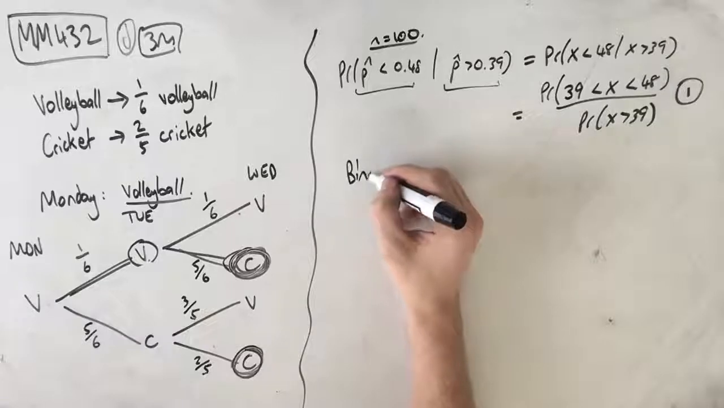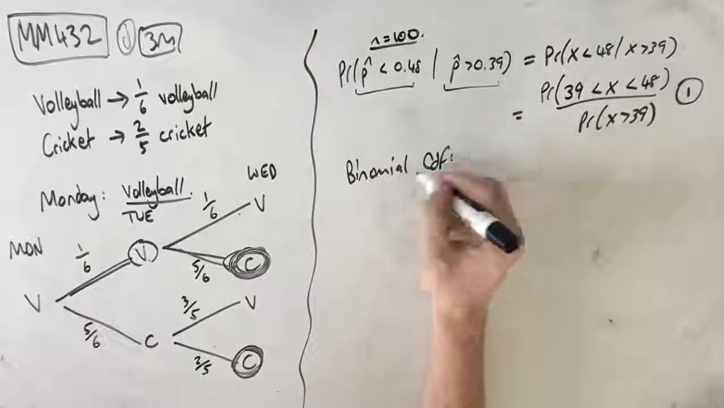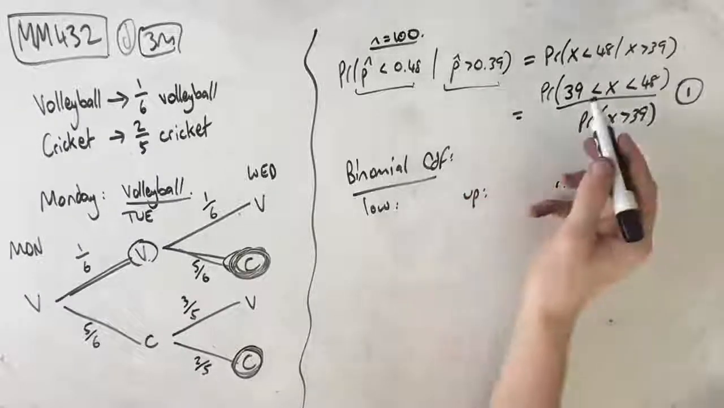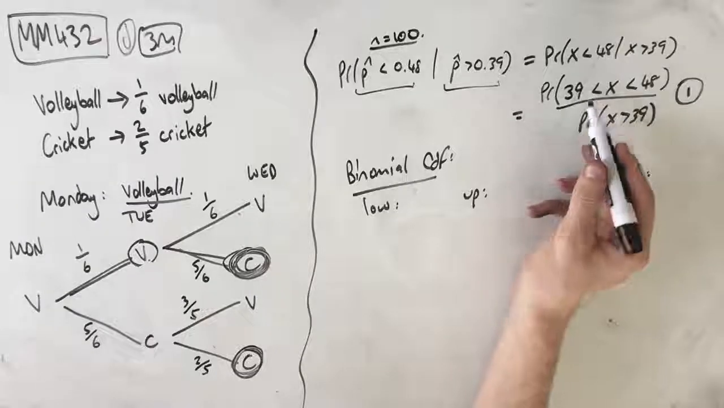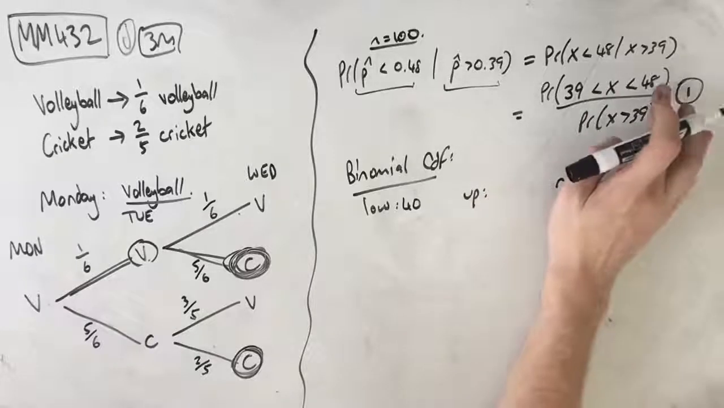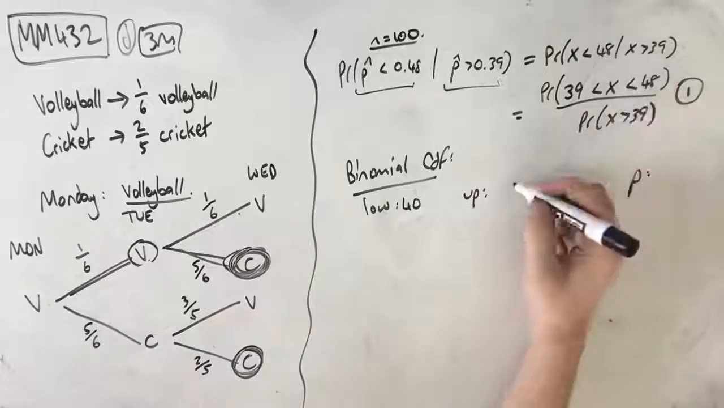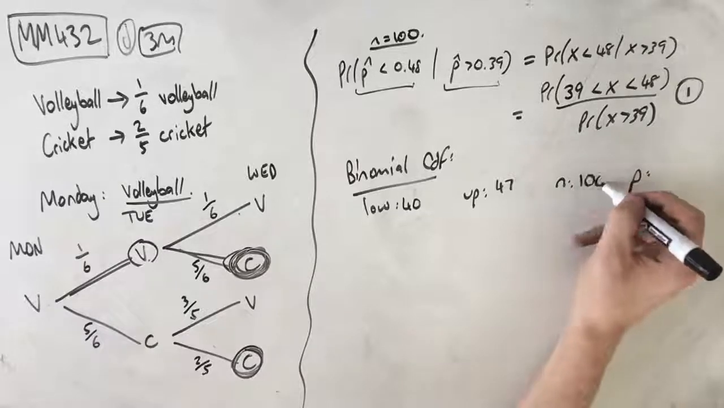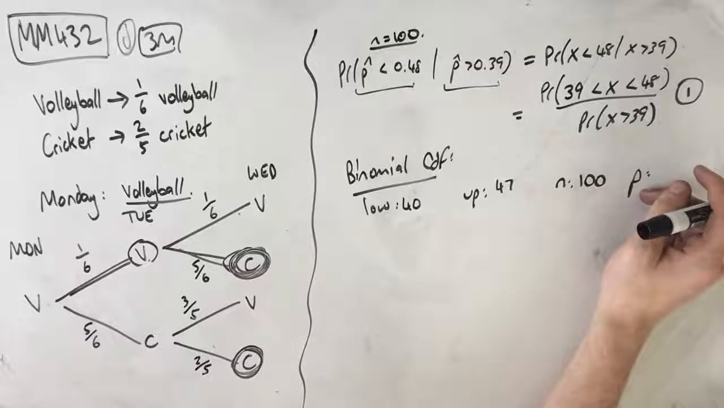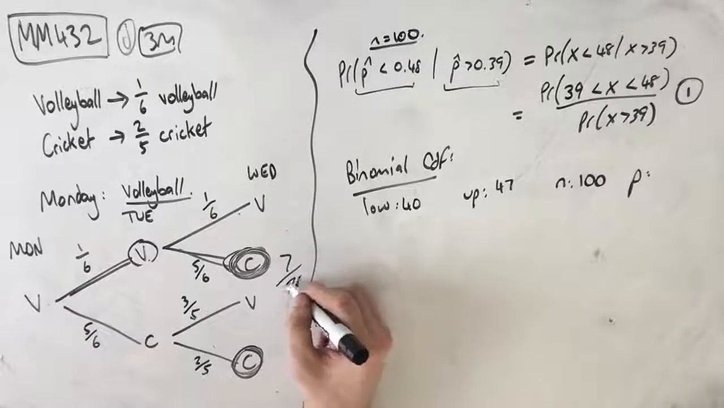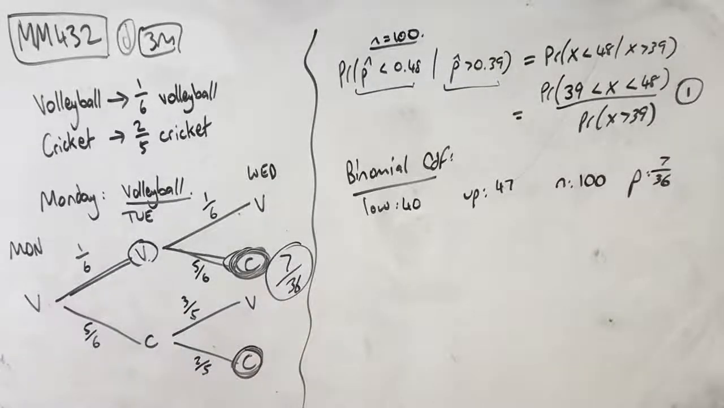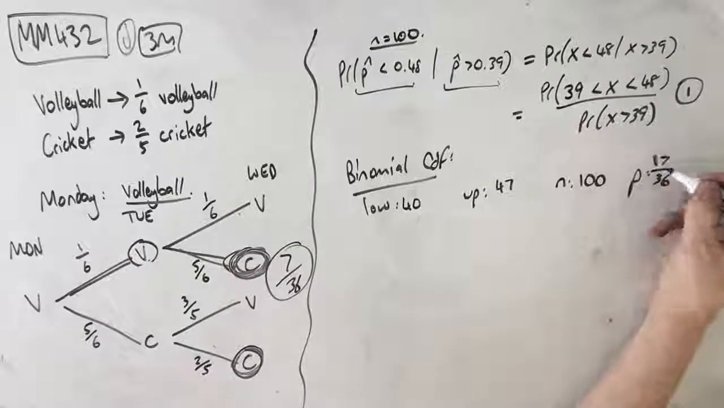And remember, with our binomial CDF, we have our lower, upper, n, and p. Our lower is not 39, it's 40, right? Because it's not including 39, this is a less than. Upper is not 48, but 47, because again, it's not including 48. N is 100, because we have 100 students. And P is the chance that they play cricket on the first Wednesday of the holidays, which we found before. So this is, sorry, 17 on 36. That's a 17.